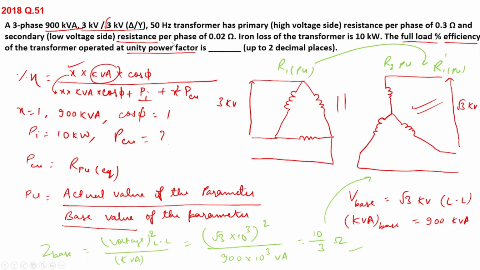I know that we have R2, that is nothing but 0.02 ohm. This value I am referring to, 0.02 ohm. So R2 pu would be 0.02 divided by the base value. Base value was nothing but the 10 by 3. So here we will take 10 by 3, and that would come out to be 0.006 per unit. We are done with R2 per unit.